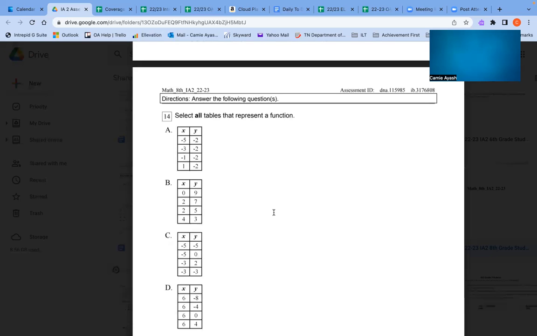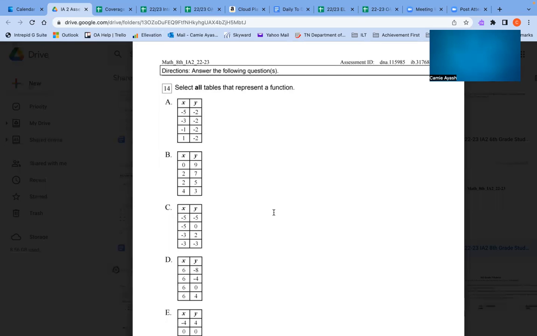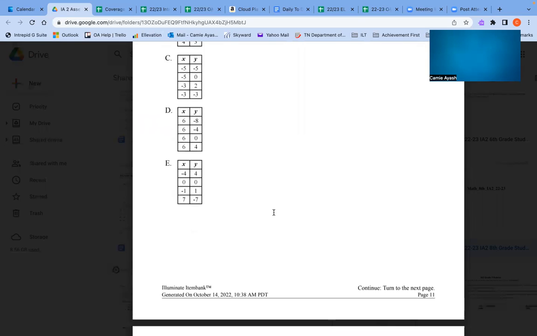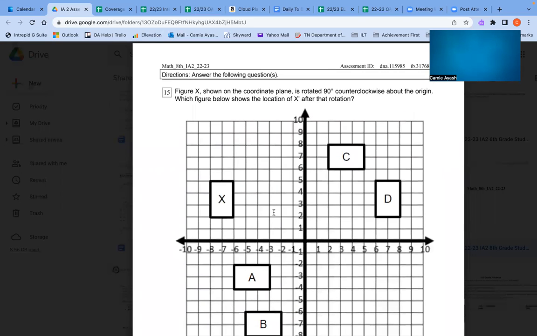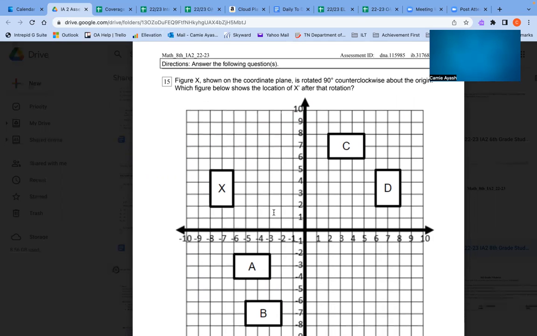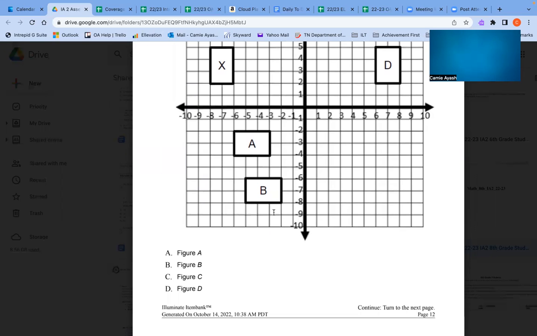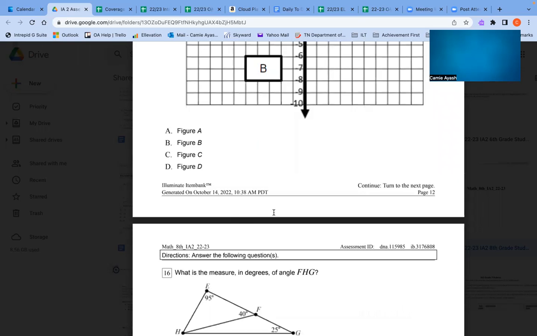Number 14, select all tables that represent a function. A, B, C, D, and E. Number 15, figure X shown on the coordinate plane is rotated 90 degrees counterclockwise about the origin. Which figure below shows the location of X after that rotation? Figure A, figure B, figure C, or figure D?